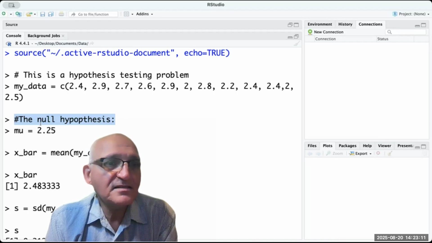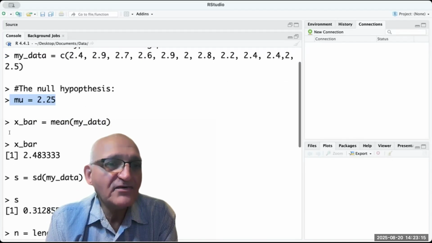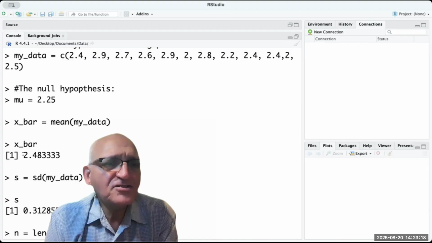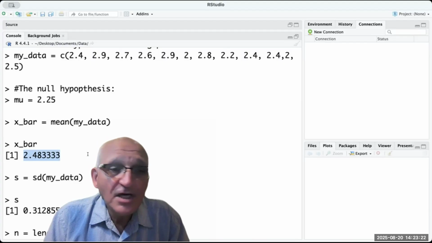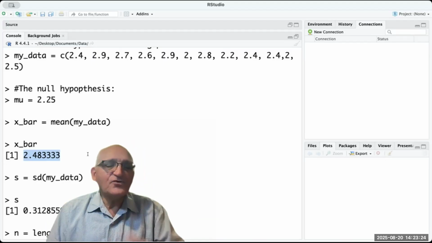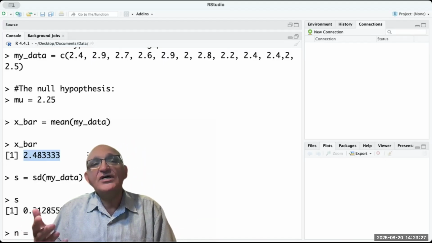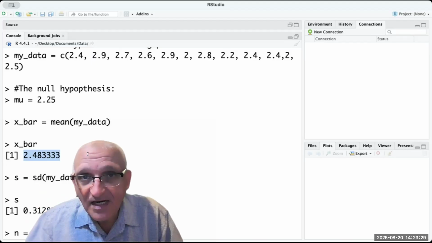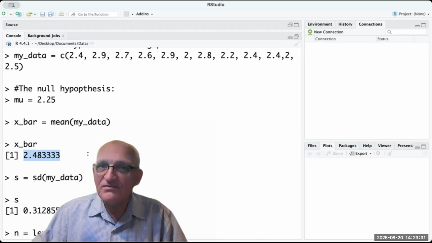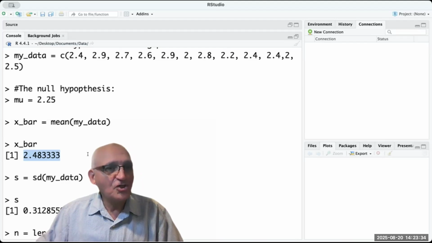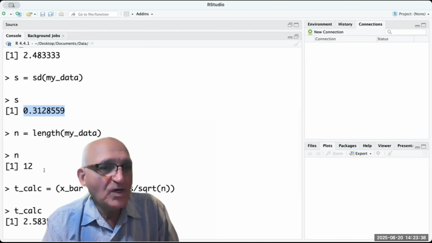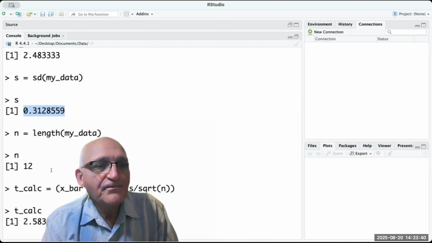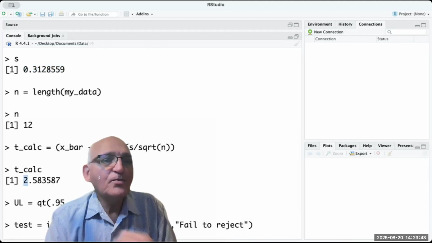I enter my data, calculate mu, which is 2.25, and calculate X bar, which turns out to be 2.48, higher than 2.25. That's what I expected, of course, but we need to know: is it statistically significantly higher at the 5% level of significance or not? So we calculate the standard deviation. The n was 12, as we knew. And my t-calc was 2.58.